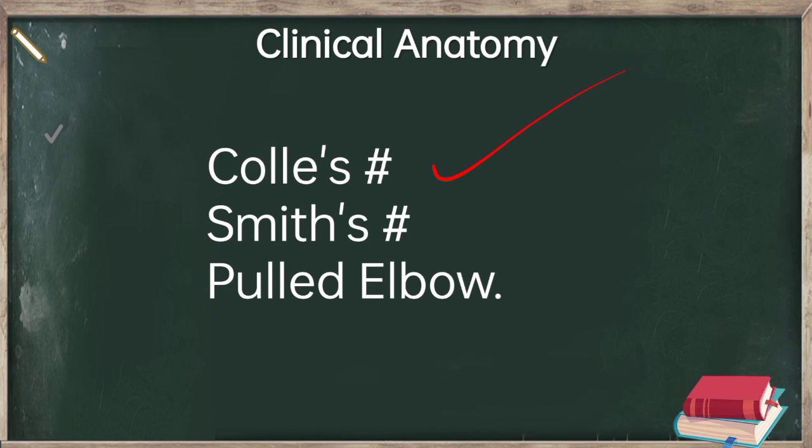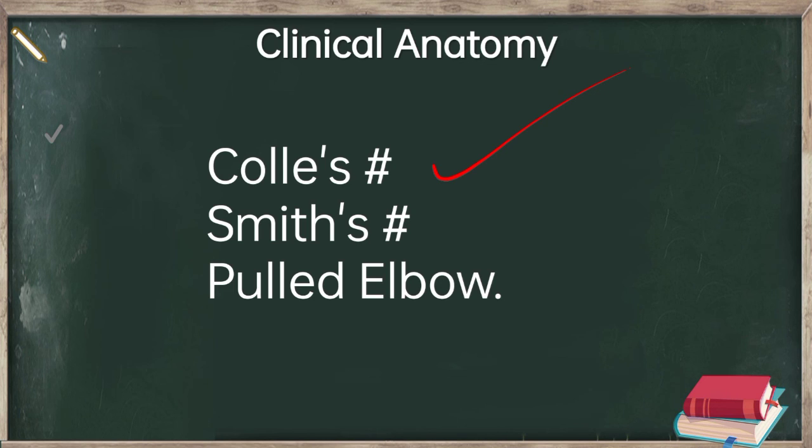This fracture is caused by a fall on an outstretched hand. The distal fragment is displaced upward. The proximal part is towards the body and distal is away from the body. So the distal fragment is displaced upward and backwards, and the radial styloid process comes to lie proximal to the ulnar styloid process.